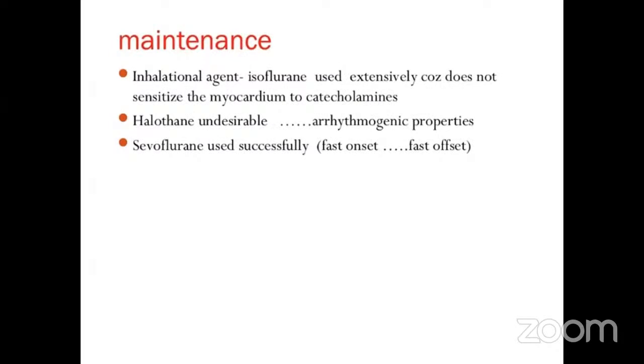For maintenance, an inhalation agent like isoflurane is used extensively because it does not sensitize the myocardium to catecholamines, whereas halothane is not used as it is arrhythmogenic. Sevoflurane has also been used successfully.